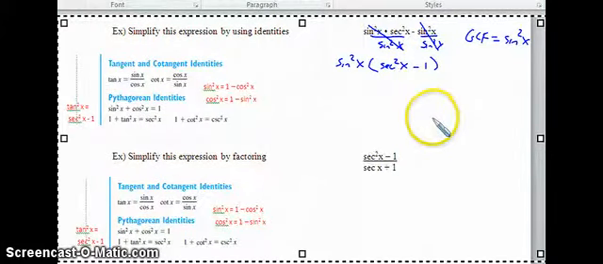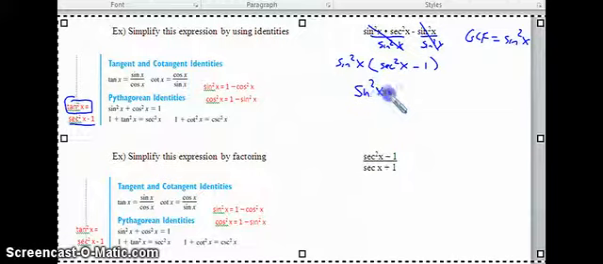Okay, now I'm going to try to make some sort of substitution. I'm going to go over to my identity sheet here, and I see that I have secant squared minus 1. Well, secant squared minus 1 is right here, and that's what the tangent squared is equal to. So now my problem becomes sine squared x times tangent squared x. Very similar to what I had before.